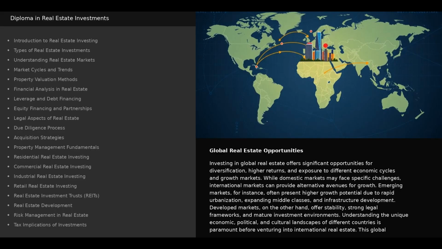Developed markets, on the other hand, offer stability, strong legal frameworks, and mature investment environments. Understanding the unique economic, political, and cultural landscapes of different countries is paramount before venturing into international real estate. This global perspective can unlock new investment horizons and mitigate risks associated with over-reliance on a single market.